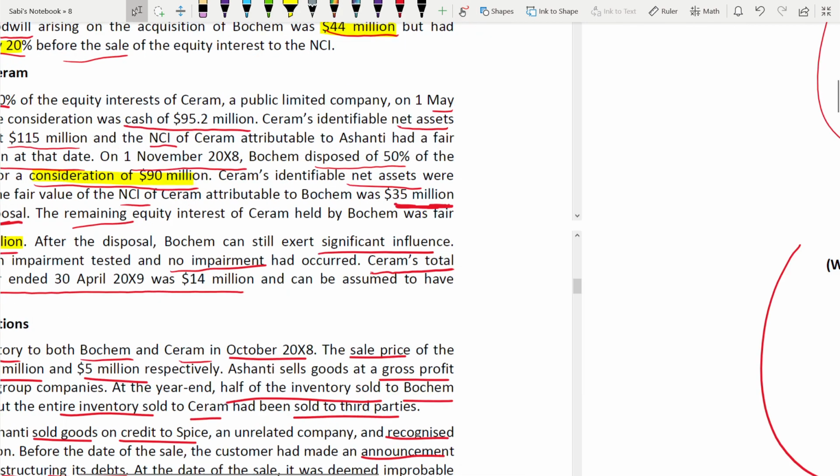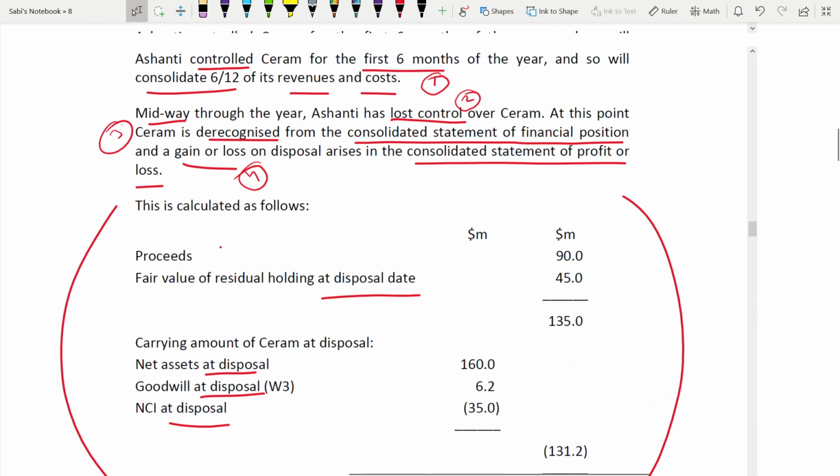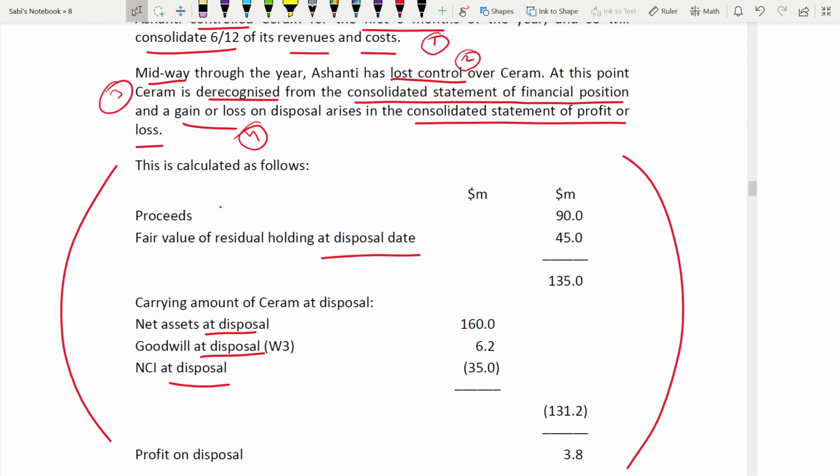Then we have net assets at disposal. What is the net assets at disposal? And for goodwill, calculating working again, goodwill at disposal. Why? We told that goodwill is not needed only initially when we are acquiring. When we acquire, we calculate, but that is for the first one. We didn't lose control over this. Here we are losing control.